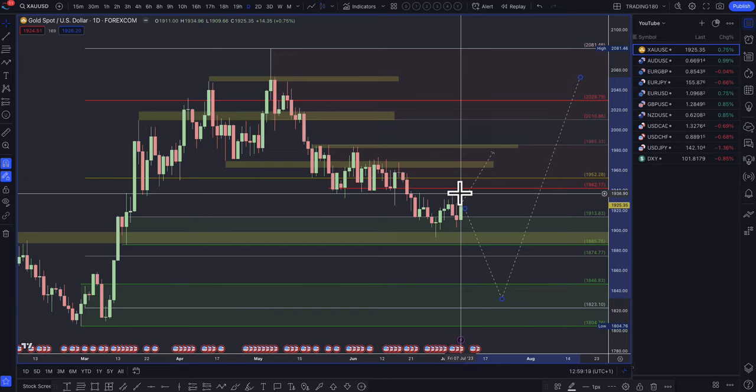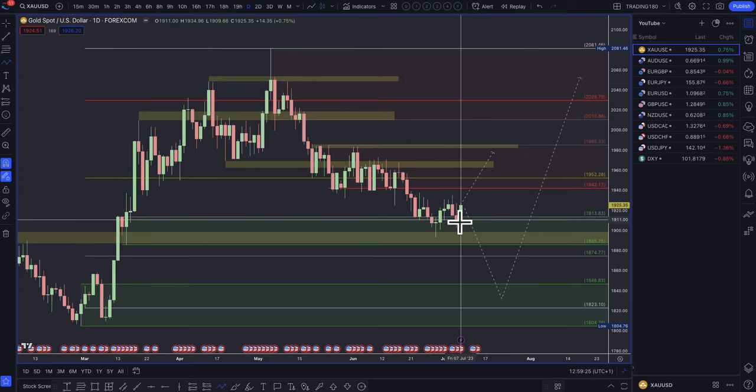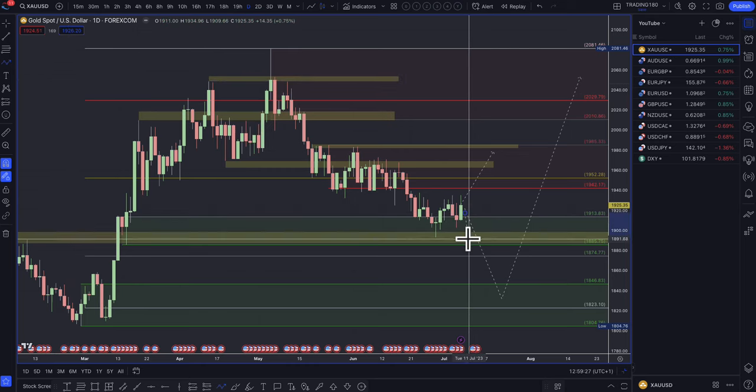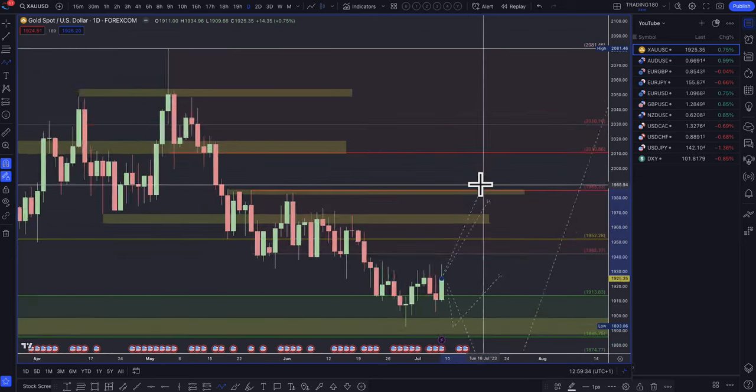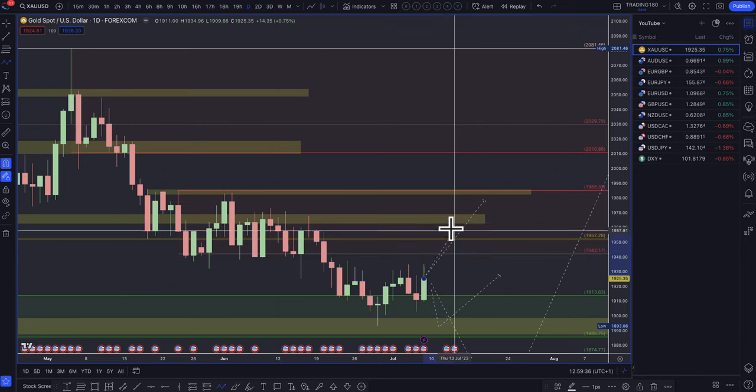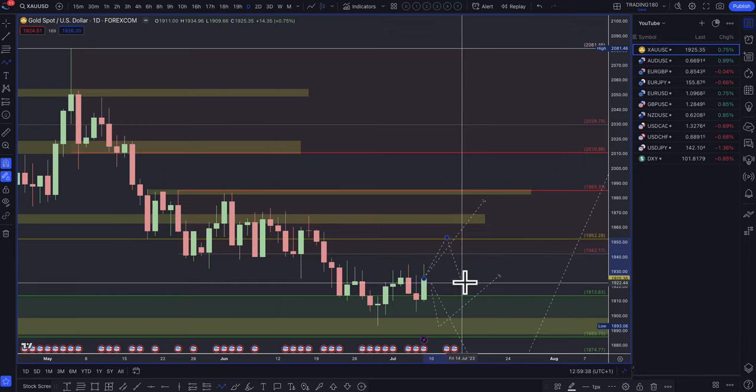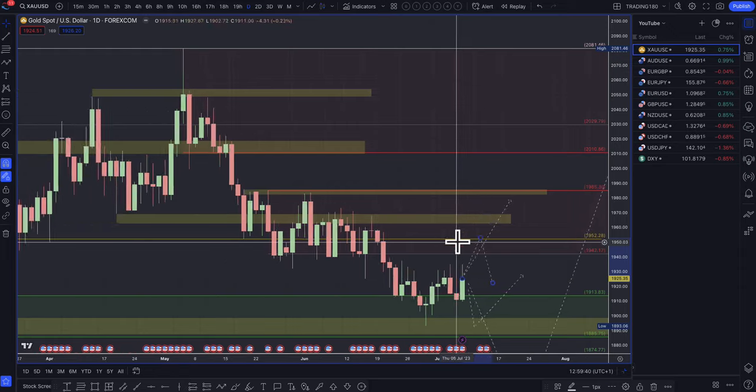But overall, I think for now gold may be under pressure, especially this week with CPI. If you do want to be a buyer of gold, really look for a pullback to just below the 1890s for a potential buy. Or if you're looking to short gold, then look for a pullback into the underside of this supply zone for a short trade right there.